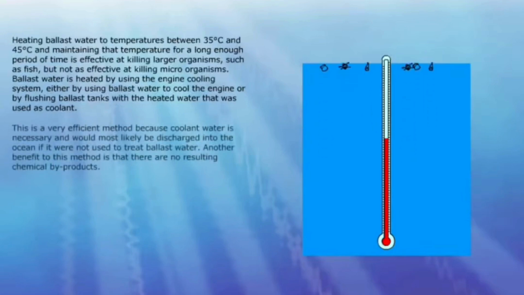This is a very efficient method because coolant water is necessary and would most likely be discharged into the ocean if it were not used to treat ballast water. Another benefit to this method is that there are no resulting chemical byproducts. Here follow some examples of chemical treatment.